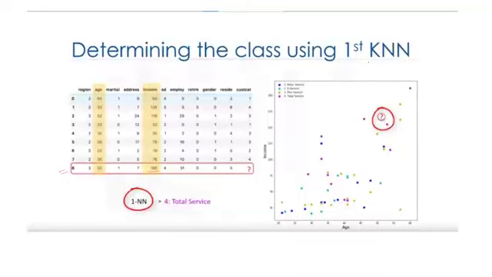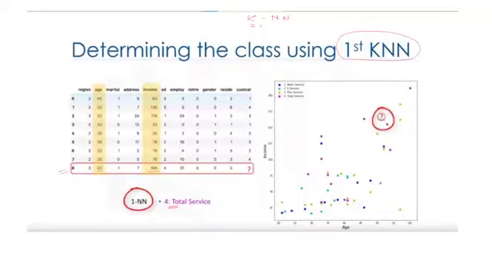Now, if you just consider the first KNN, K means the number, and nearest neighbor. So if I'm going with one nearest neighbor, you can assign K equal to 1. Then this observation is the closest. Now, if this observation is the closest, I'll find out which category this observation belongs to. For example, it belongs to category number 4, which is total service. So I will label this customer also with the same category.